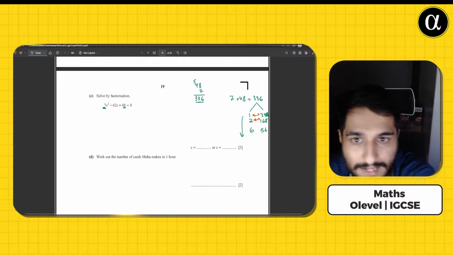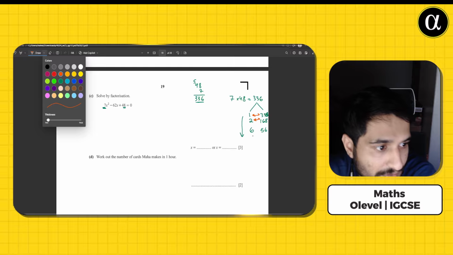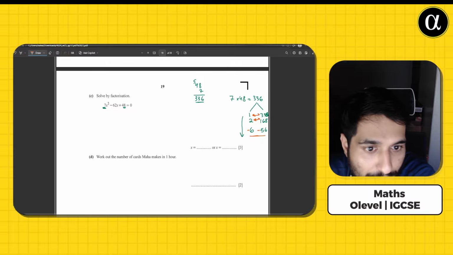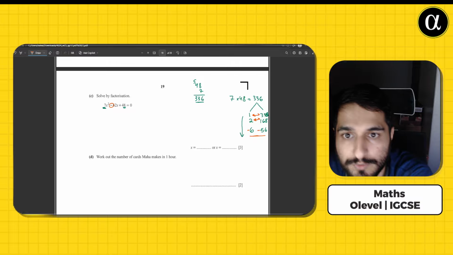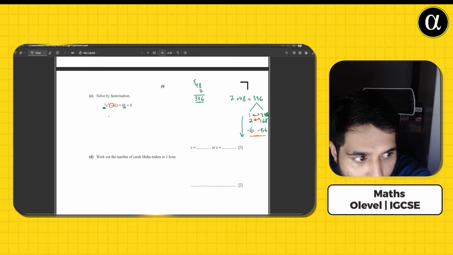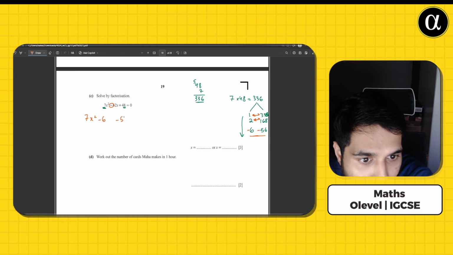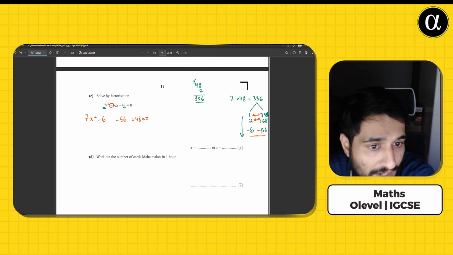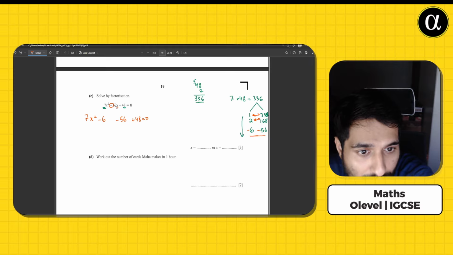So we know that with 6 into 56, when you subtract both of these numbers, you're going to get minus 62. So we're going to write it over here. What we're going to do is 7x square minus 6 minus 56 plus 48 equals 0. But keep in mind that these factors are supposed to be written along with the variable you're using, so it's going to be x and x.